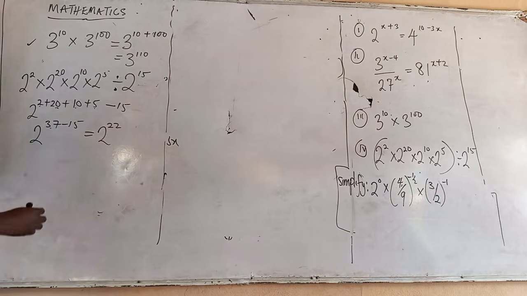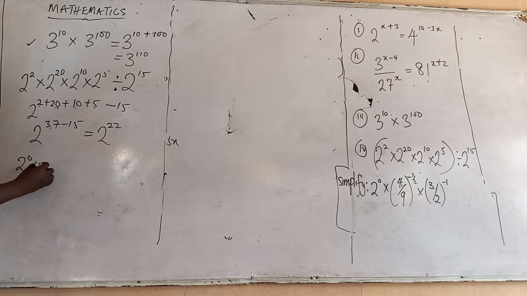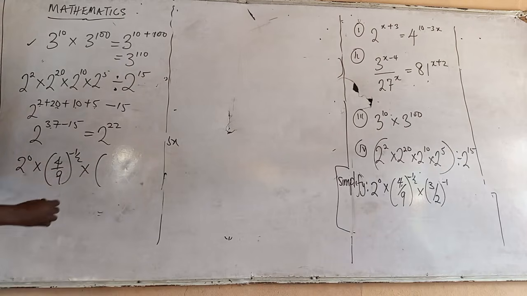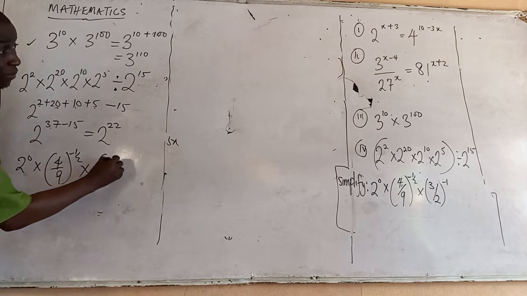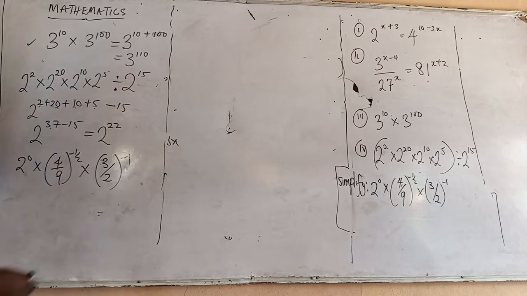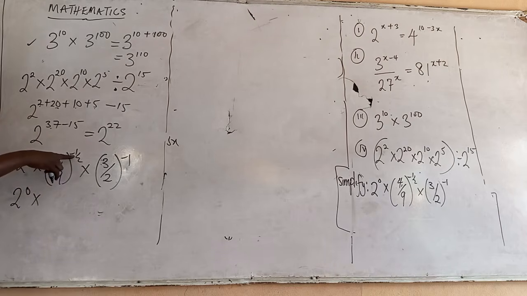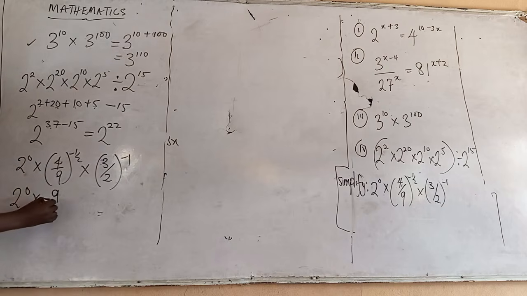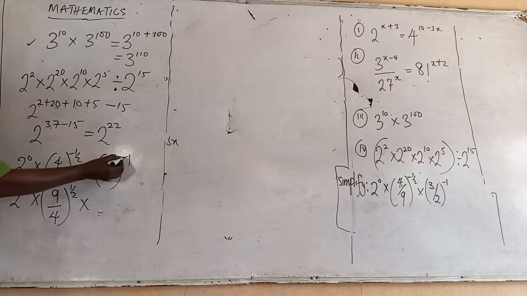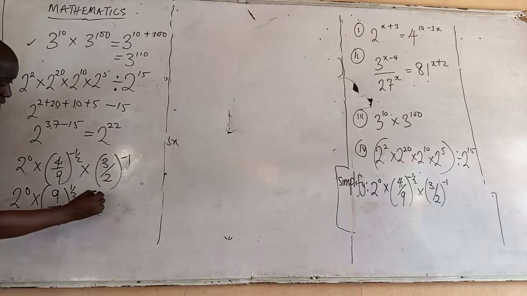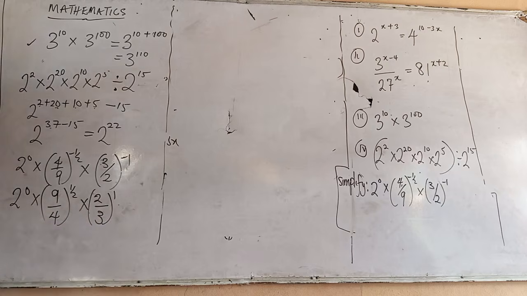That is the answer. Lastly, 2 raised to 0 times 4 over 9, all raised to minus 1 over 2, times 5 over 3 over 2, all raised to something. So we have 2 raised to 0 times this one. To remove the minus, we flip it: 9 over 4 all raised to 1 over 2, and 2 over 3, all raised to what?